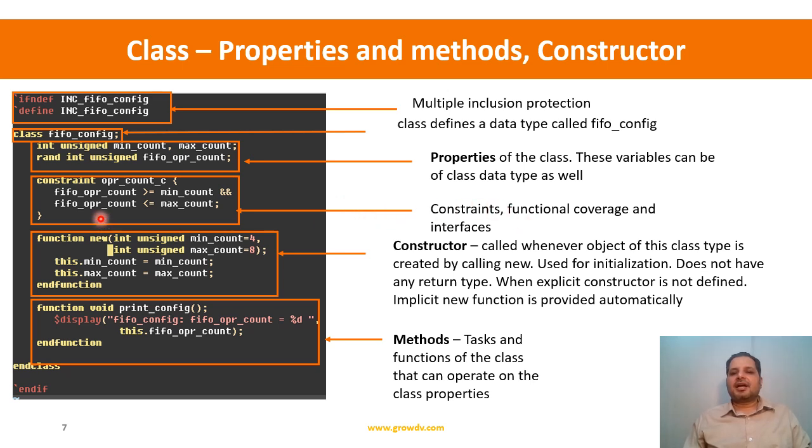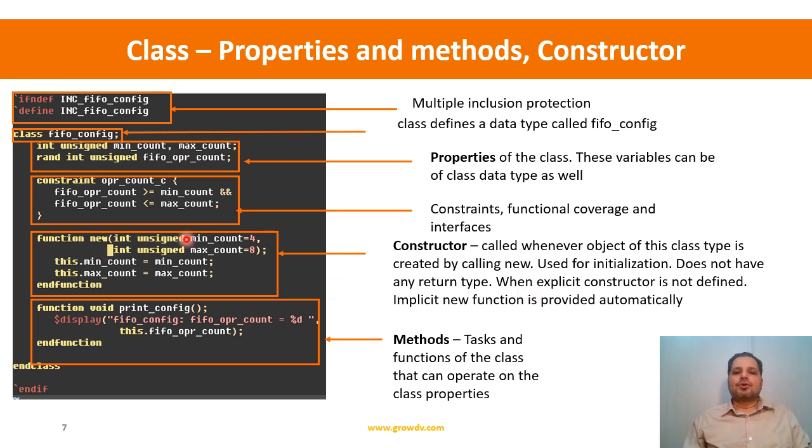Then you can add constraints and the functional coverage for these properties in the class. For whatever properties you have declared, you can add the constraints and the functional coverage for them. And then there is this function new that you need to define, which gets called whenever an object of this particular class type gets created. Okay, and this function new is used for initialization, and it does not have any return type. If you see, it's just function new, it's not function int new, so it doesn't have any return type.